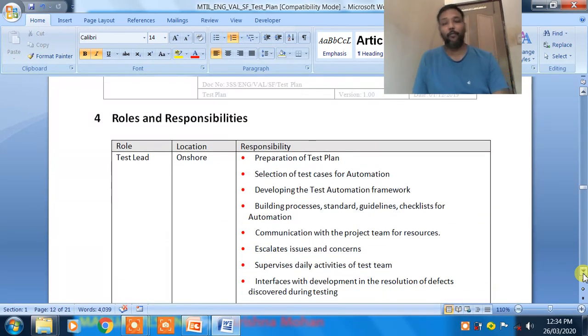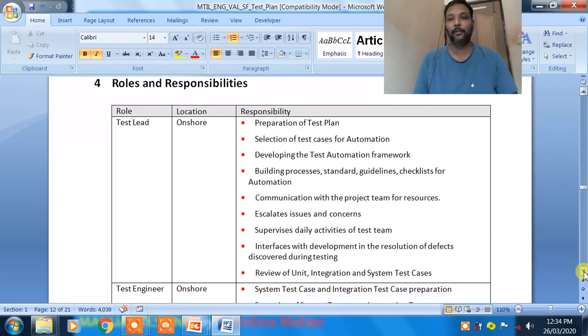Then, this is very important: what are the roles and responsibilities in testing? What person, or what role, will do what type of tasks. Here, for a role such as test lead, the location has to be mentioned, whether he is offshore or working in the same location. And what are the responsibilities, the things that he has to do, will all be written.